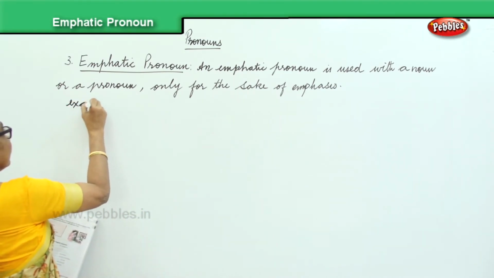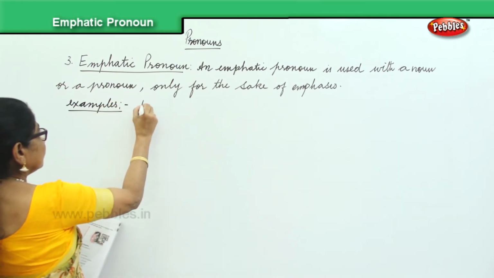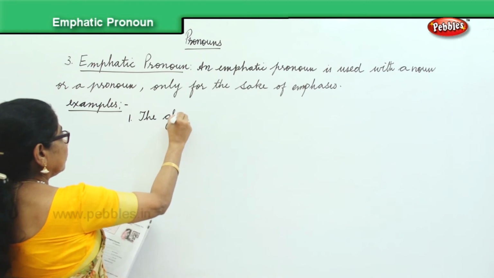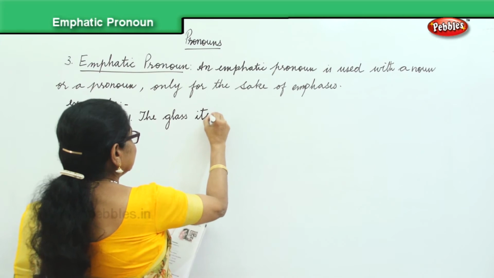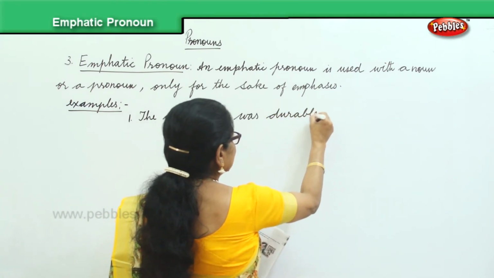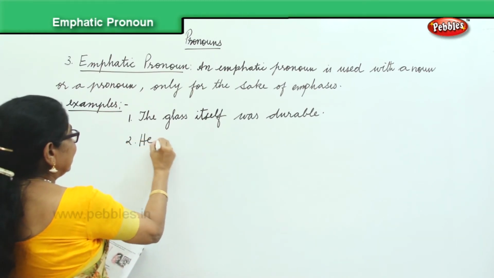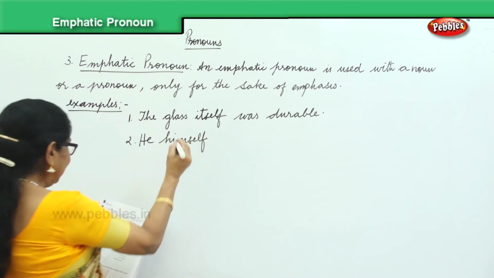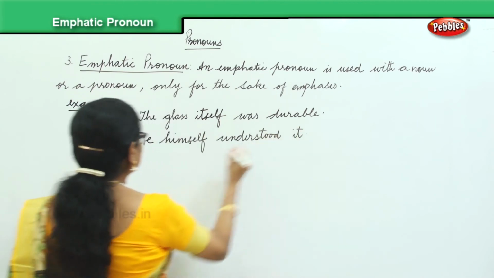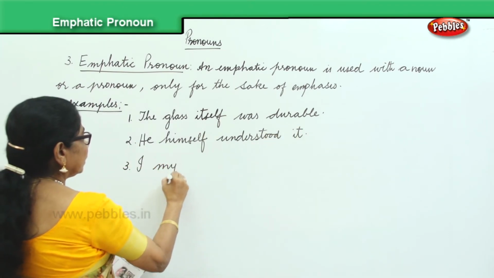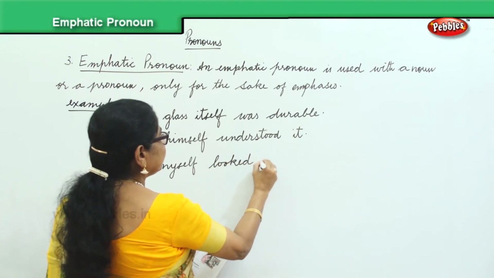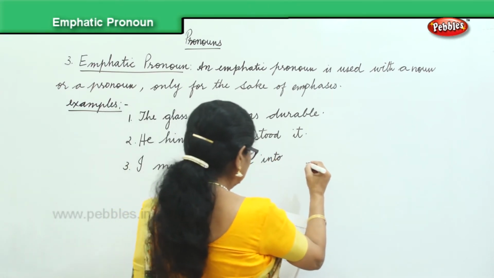Examples are: the glass itself was durable. Next we have, he himself understood it. Next, I myself looked into the matter.